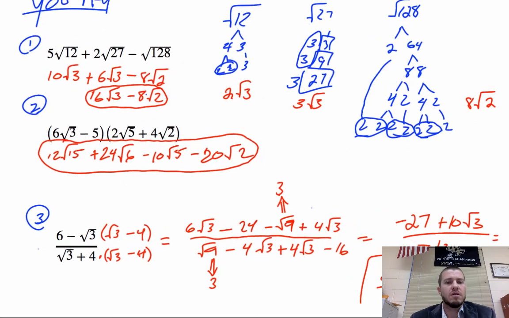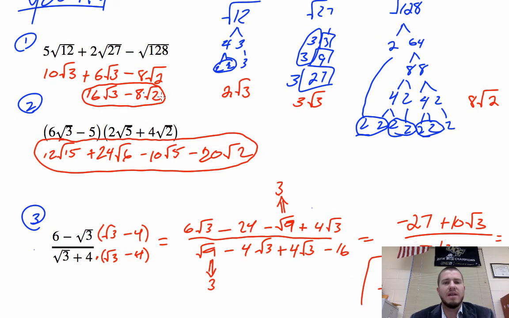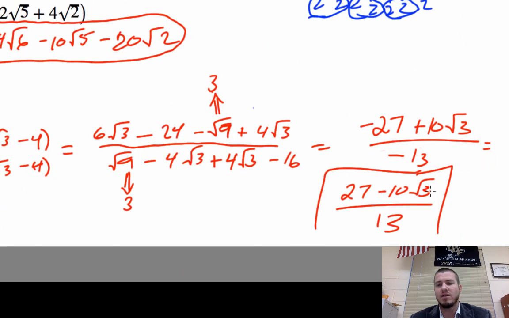So here are my 3 answers. 16 square root of 3 minus 8 square root of 2. And then this one, nothing combined when I multiplied them all out. And this one simplified to 27 minus 10 square root of 3 all over 13. If you got them right, great. Good job. I'll go over them after this joke.